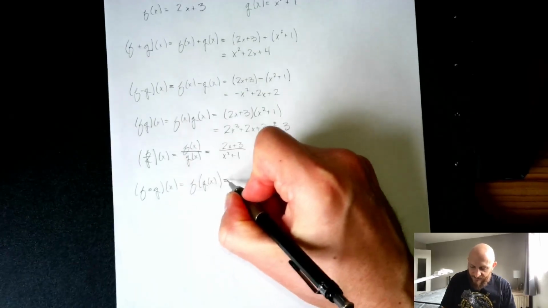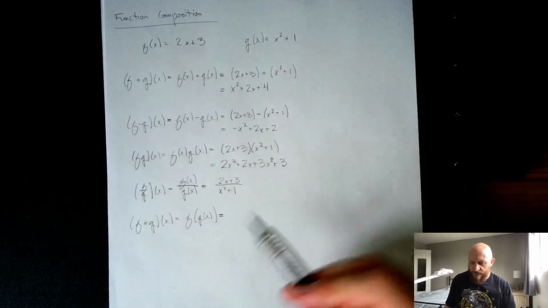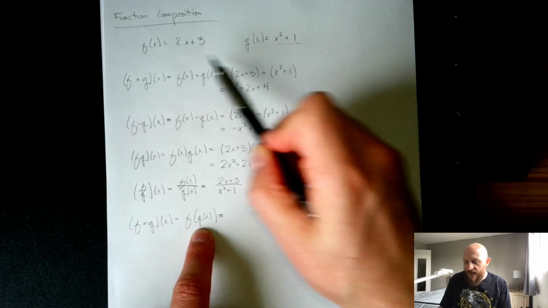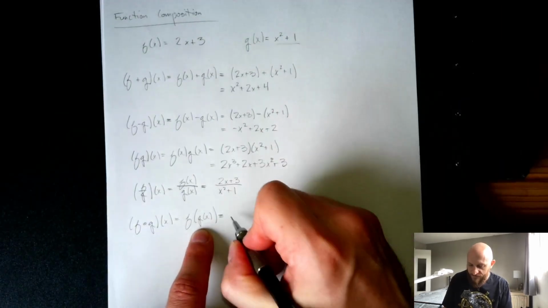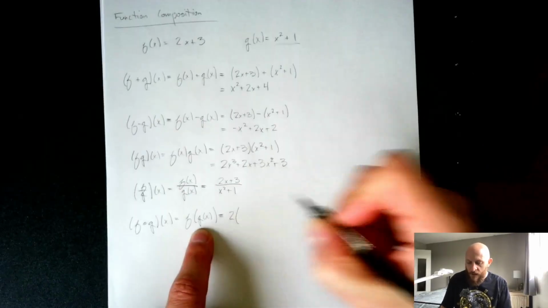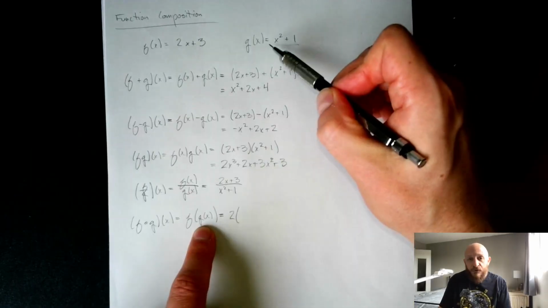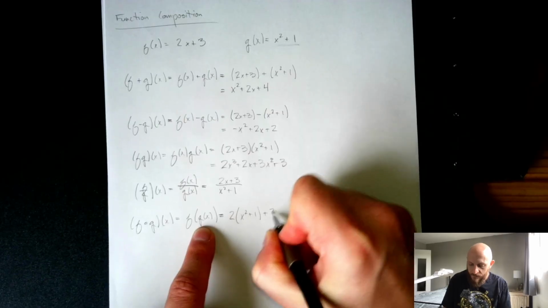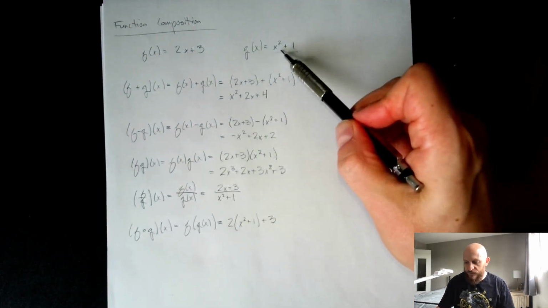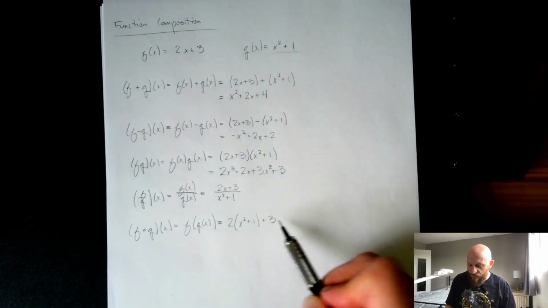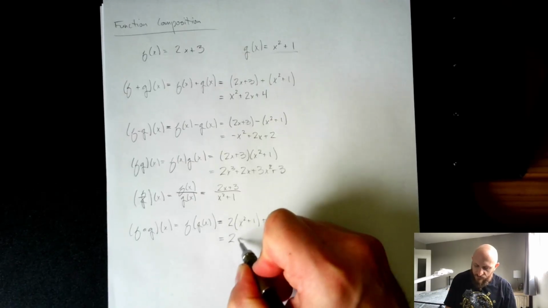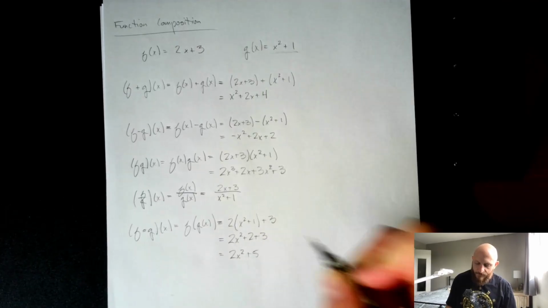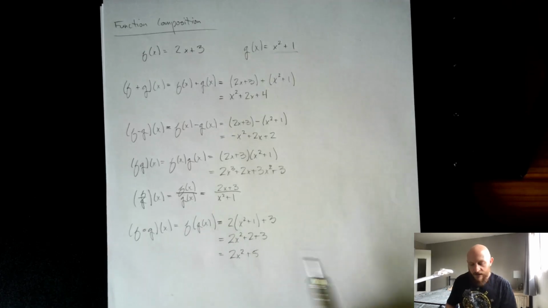And this is literally the same as taking g of x, x squared plus 1, and plugging that into f of x wherever you see x. So f of x is 2 times x plus 3, but in place of x, we're plugging in g of x. So 2 times x squared plus 1, plus 3, right? We're just taking x squared plus 1 and plugging it into x. 2 times x squared plus 1 plus 3. Distribute the 2. 2x squared plus 2 plus 3 is 2x squared plus 5. So this is f of g of x.